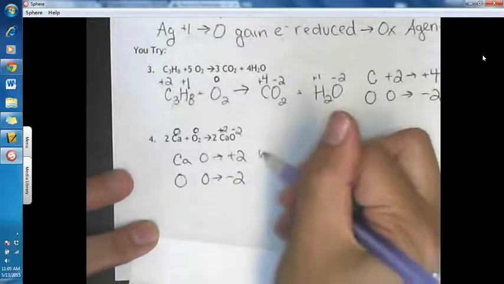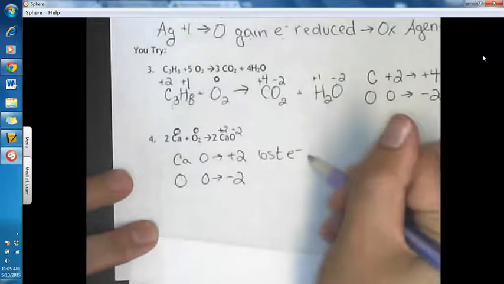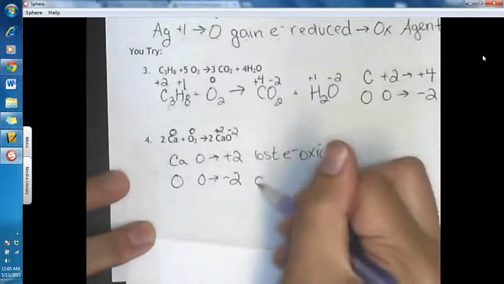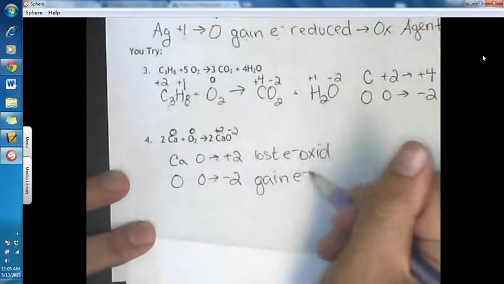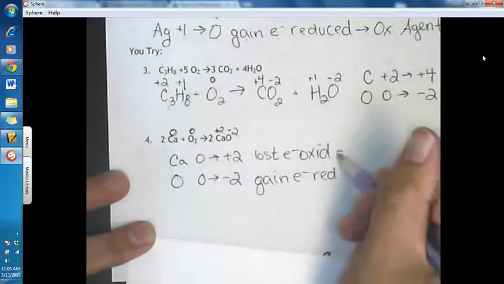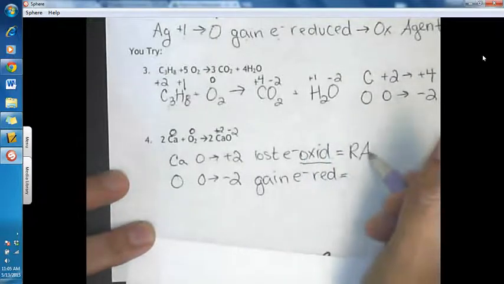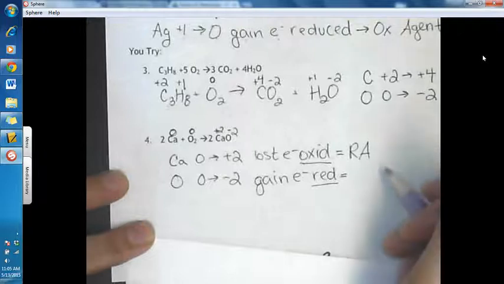Here we lost electrons, were oxidized. We gained electrons, were reduced. What is oxidized was your reducing agent. What was reduced was your oxidizing agent.